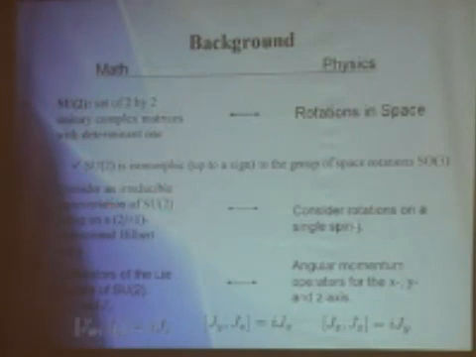I will also consider, as I said earlier, irreducible representations of SU(2), which act on a specific space of dimension 2j plus 1. In physics, restricting myself to irreducible representations means that I consider rotations of a spin j particle.